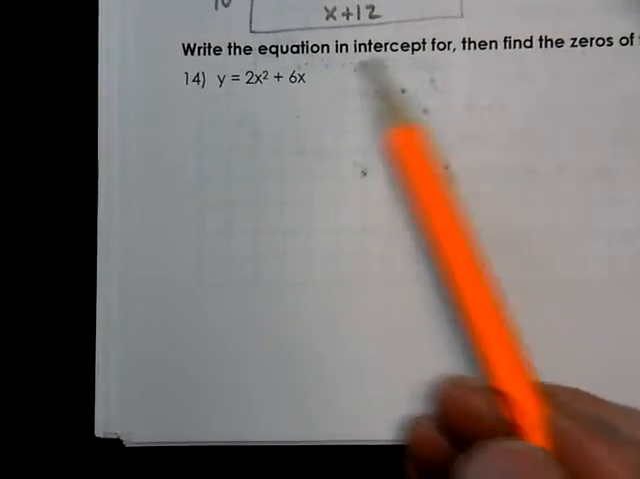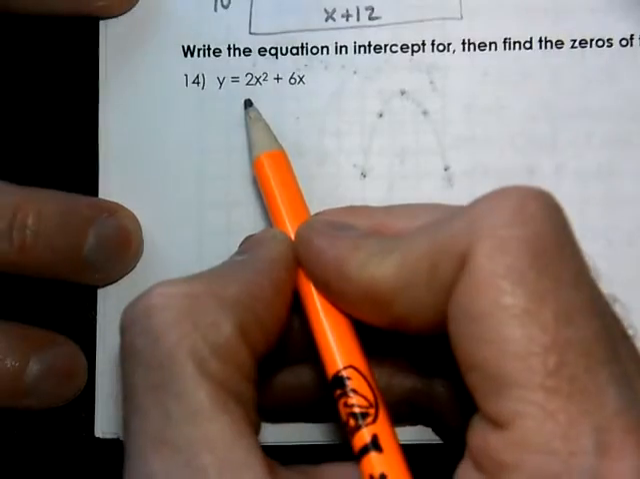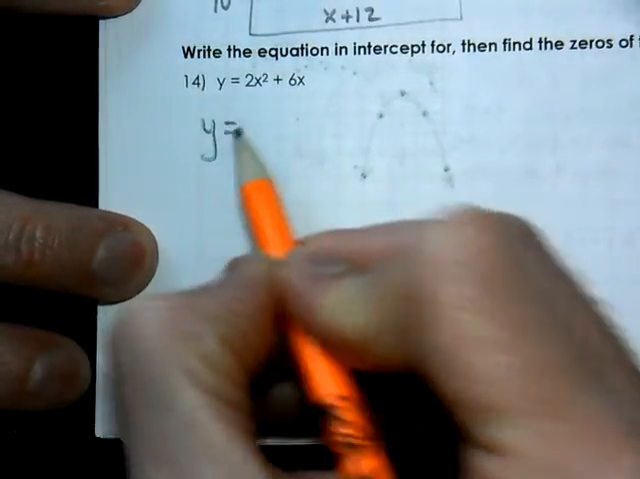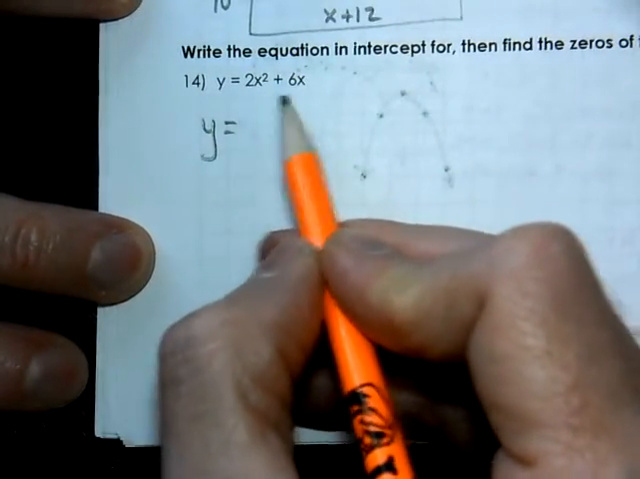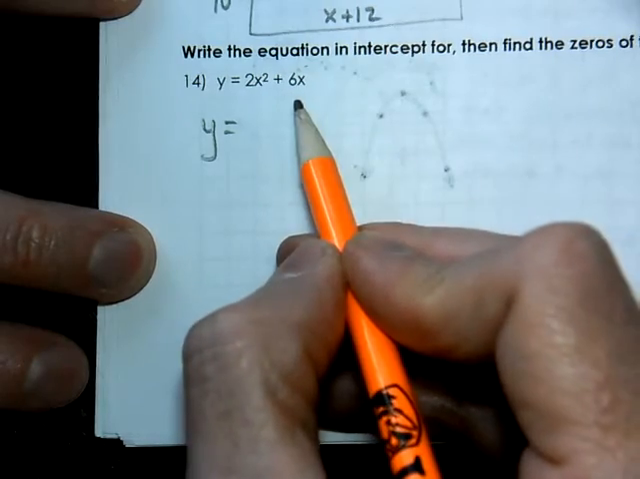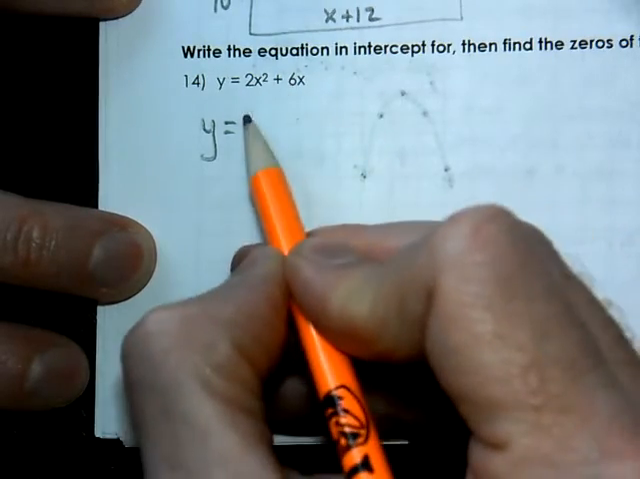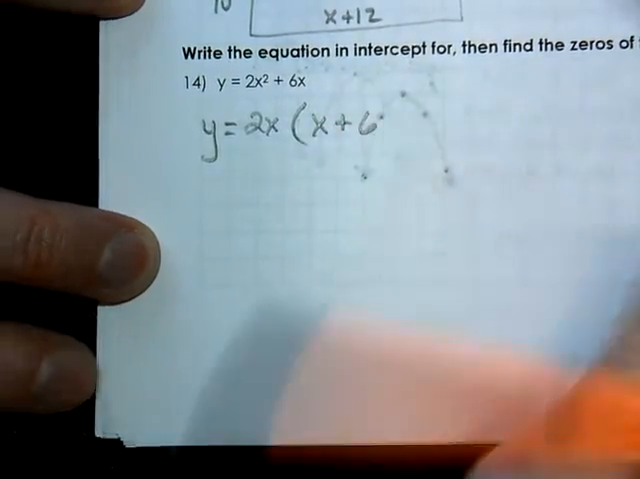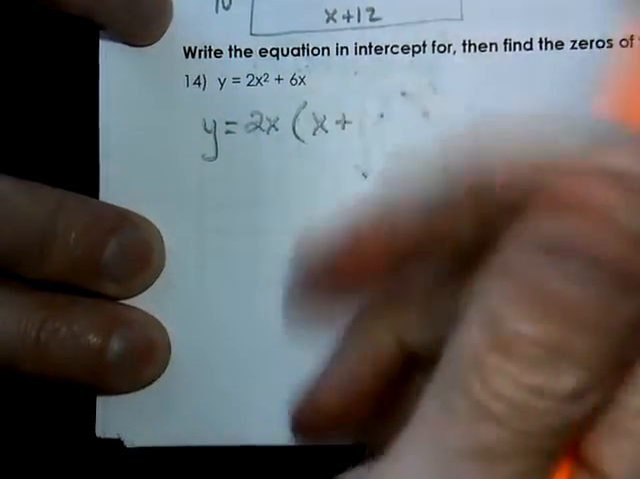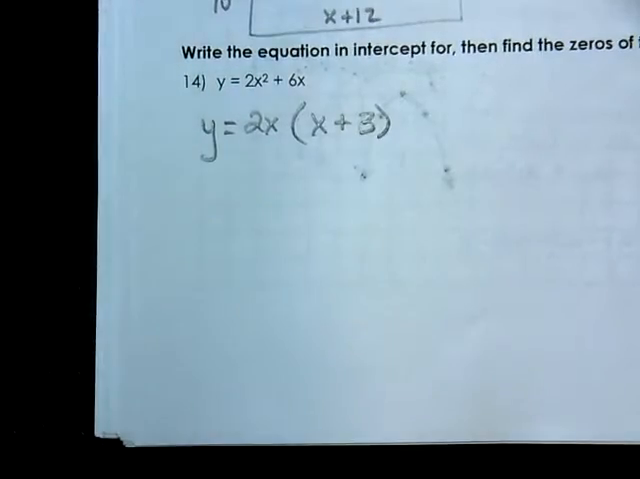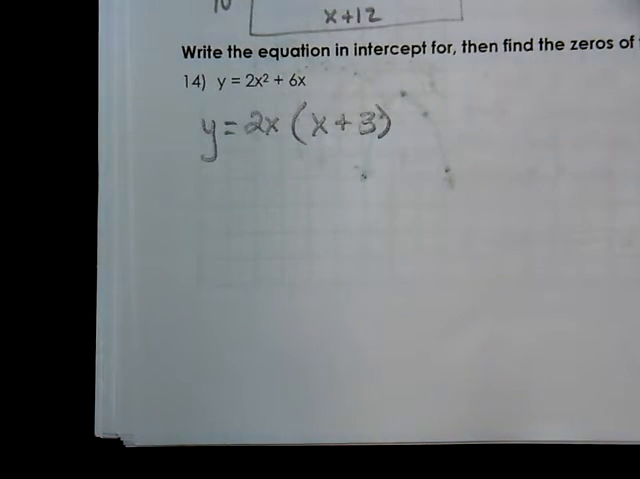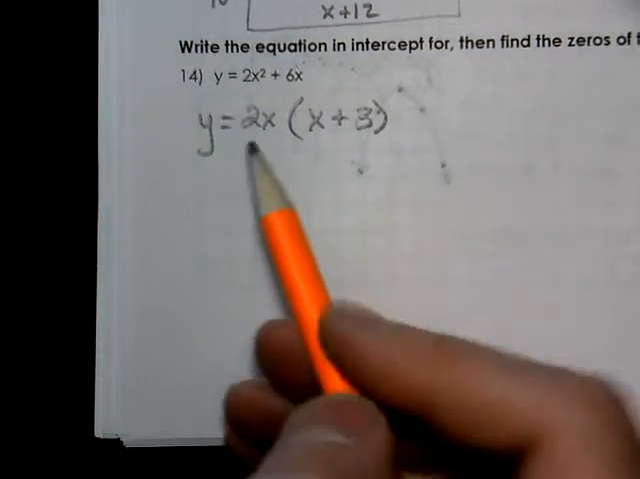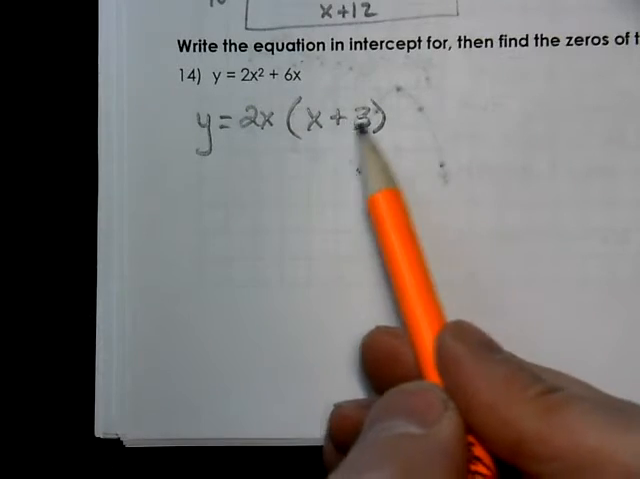We're going to write the equation in intercept form. To do that, we're going to factor this. Notice that this has 2 terms to it. It doesn't have the third term. So the best thing we can do is pull out the GCF. So that's x plus 3. That would be intercept form. It would cross at 0 and it would cross at negative 3.